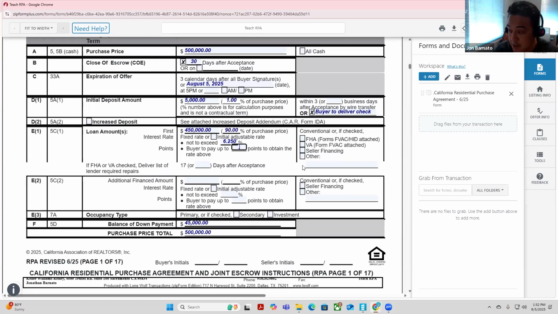So you may say 0.5%. Sorry, so I can say the buyer is going to see 6.25%, and he can pay up to a 0.5 point to buy the rate down. But if it exceeds that metric, we can cancel even if the loan's approved.